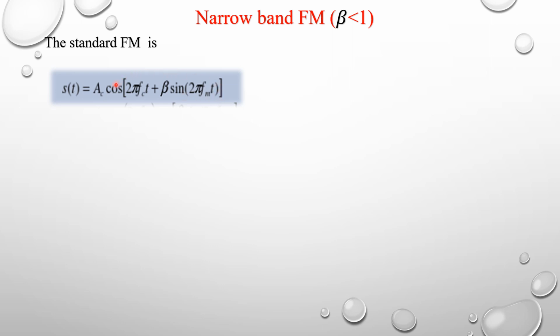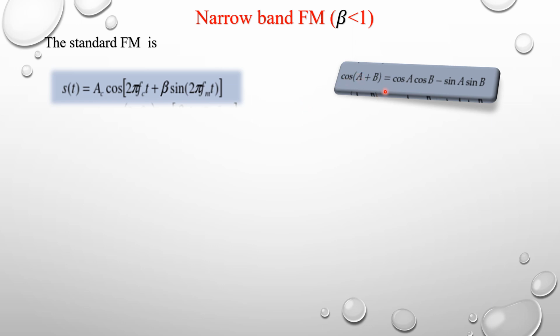So S of t equal to AC cos(2 pi fc t plus beta sin 2 pi fm t) is in the form of cos(A plus B). Here A equals 2 pi fc t and B equals beta sin 2 pi fm t. So just expand the equation. We know that cos(A plus B) equals cos A cos B minus sin A sin B. Just expand the standard FM equation.